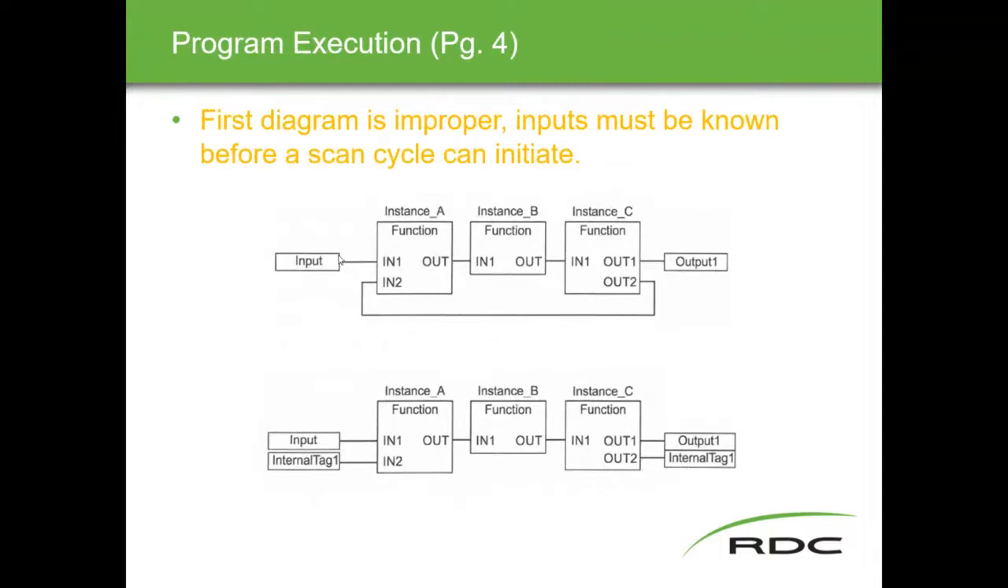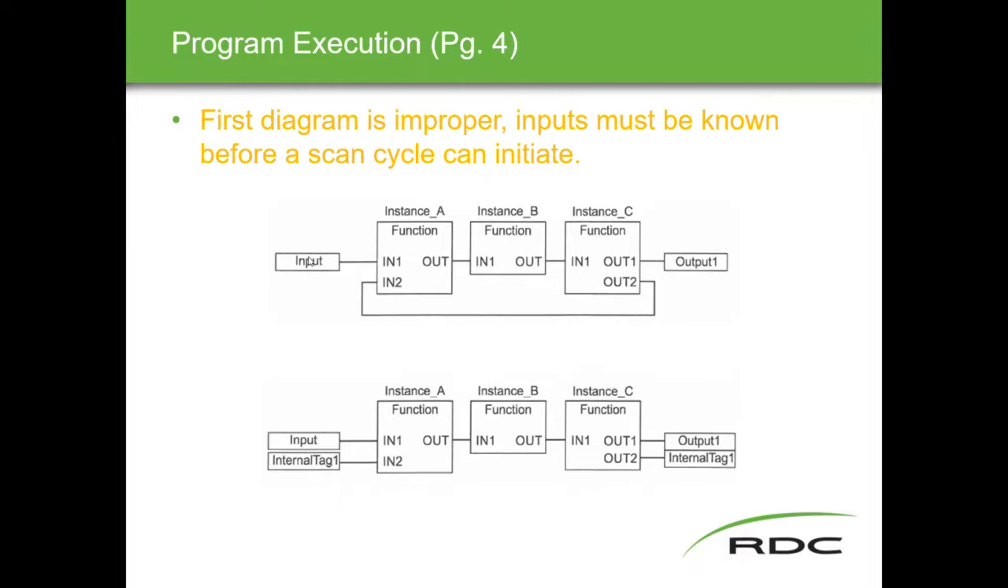Okay, program execution. Again, like a ladder program, it's left to right, top to bottom, and it takes data from the previous run and then uses it in the next run. This is a comparison we're trying to make. However, a little bit different thing to consider here is this little loop-back idea. You can't do this, and they've taken the time to show you that you can't do this in the ILM. The reason it doesn't work is that the inputs, due to the scan cycle, have to be known before a scan cycle can initiate.